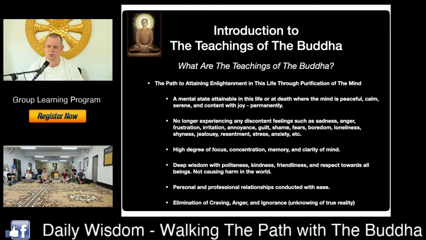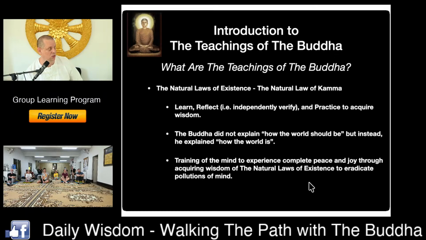And the only way that you can cultivate wisdom is to learn something intellectually. Investigate and examine it intellectually. Then you reflect on it to verify whether it's true or it's false. And then you practice those teachings, integrating them into your day-to-day life, and then you can see what's actually working. So when we talk about awakening to enlightenment, what you're doing is you're eliminating these pollutions of the mind and cultivating wisdom about the natural laws of existence, namely a natural law called the natural law of karma.